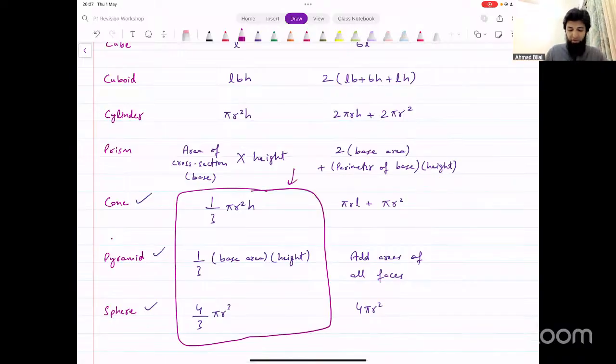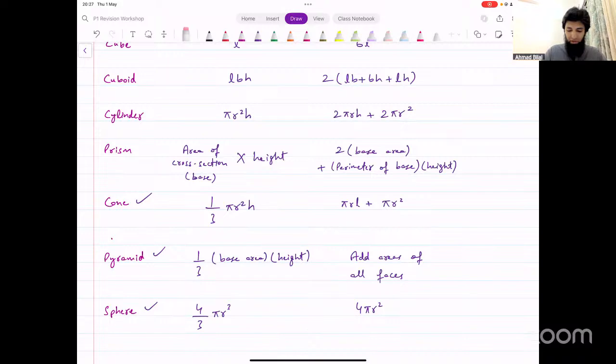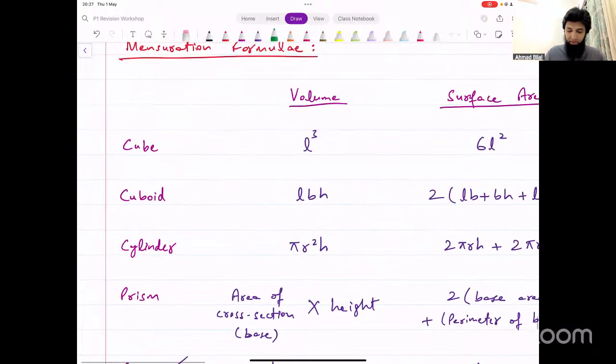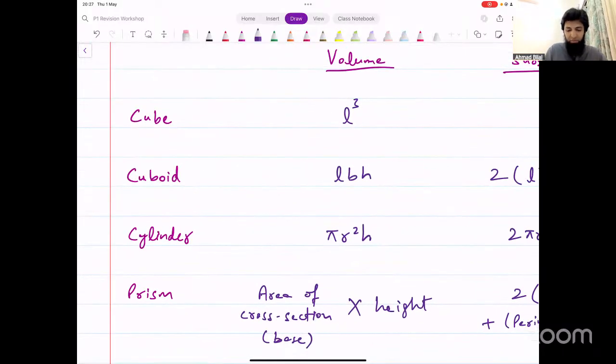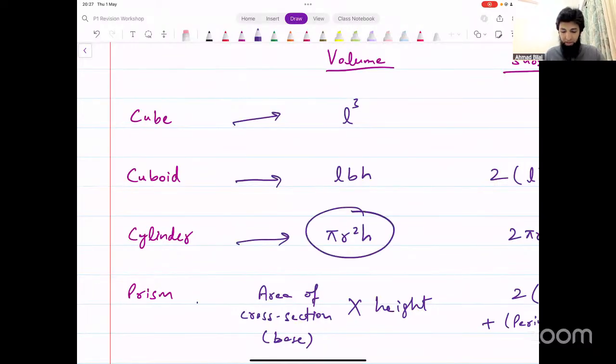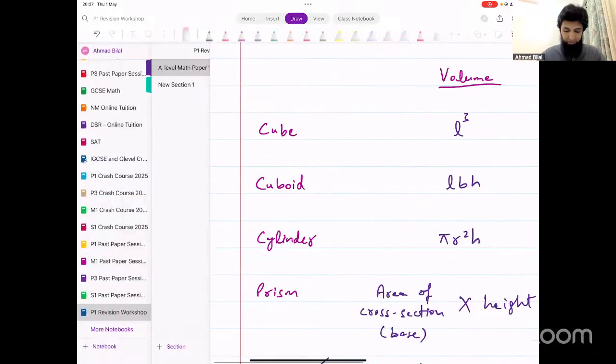For volume, the last three will be given in the exam. 1/3 pi r square h is for the cone. The pyramid formula is 1/3 into base area into height, and for the sphere 4/3 pi r cube. These four you need to know. They're fairly straightforward as well. Volume of cube, cuboid, cylinder, pi r square h, and prism. And that's it. These are the ones that you need to remember.